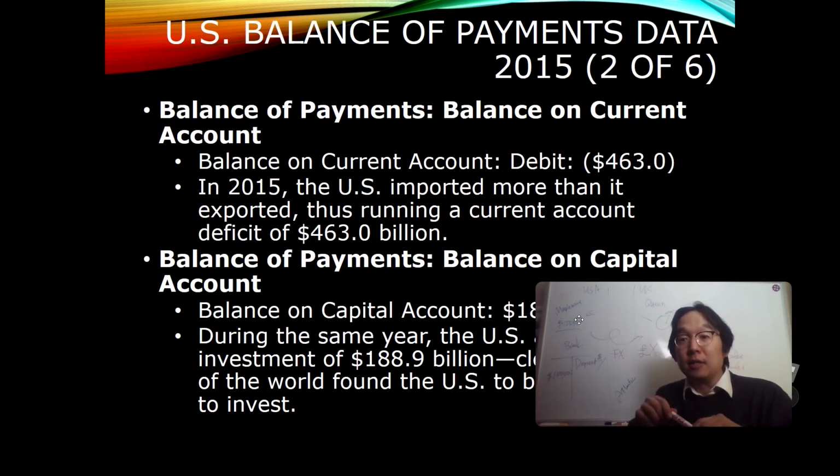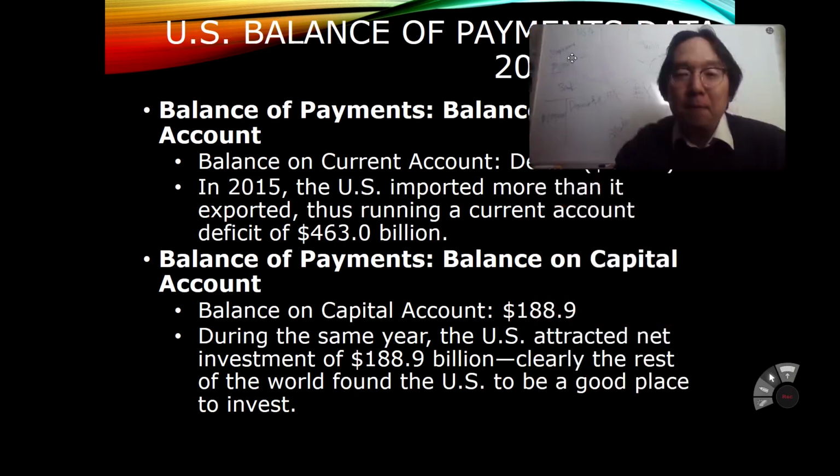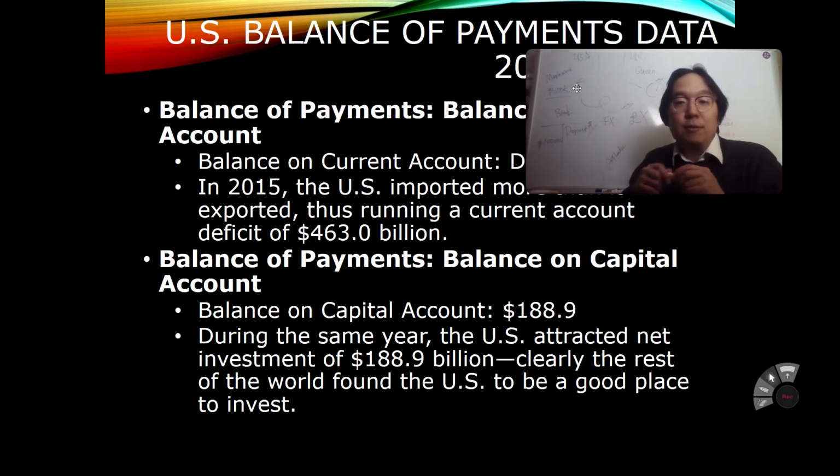Did I say import? No, this is net import. I should have said it. Sorry. And then balance of payments on capital accounts, FDI kind of things, or portfolio investments. Well, in the US, they had balance on capital accounts of $188.9 billion. During the same year, the US attracted net investment of $188.9 billion. Clearly, the rest of the world found the US to be a good place to invest, either in portfolio sense or in FDI sense.